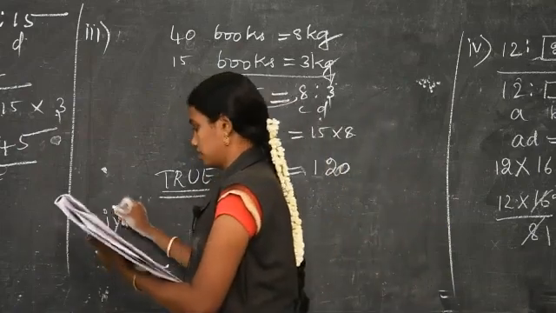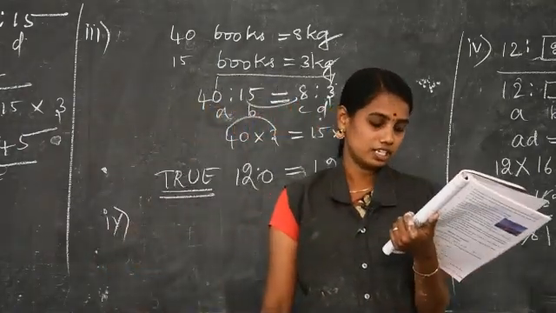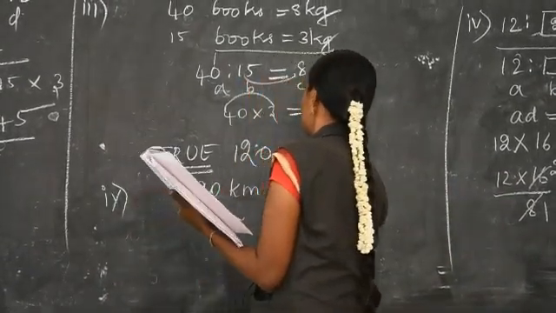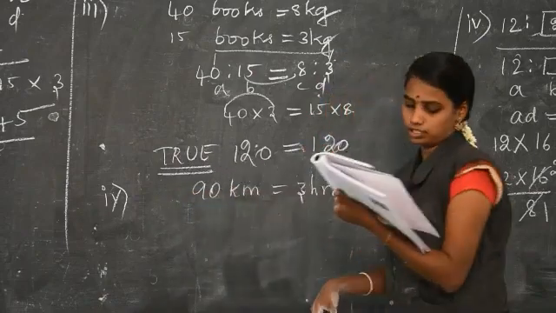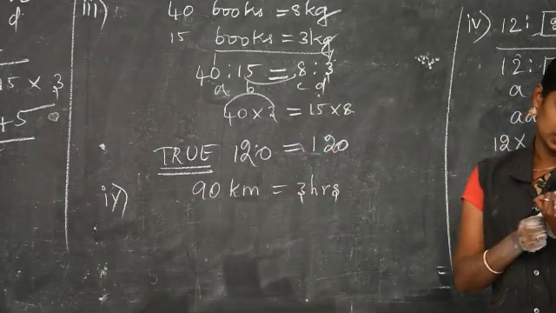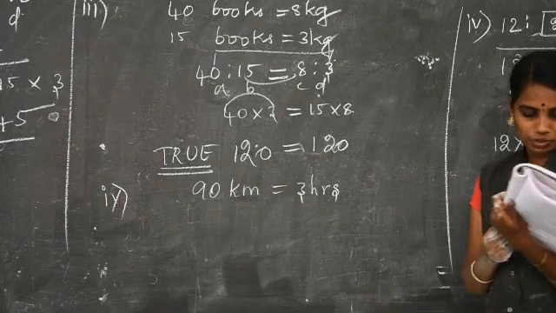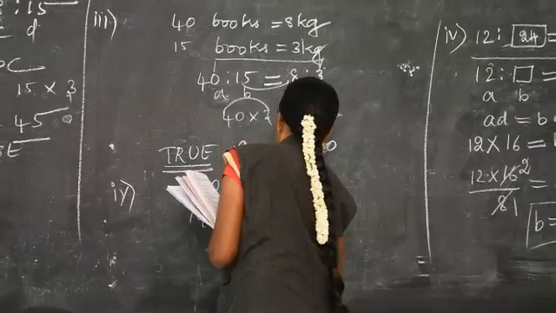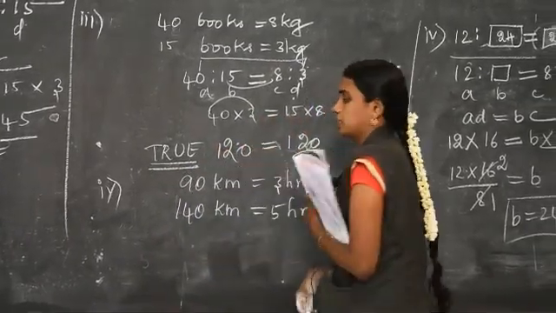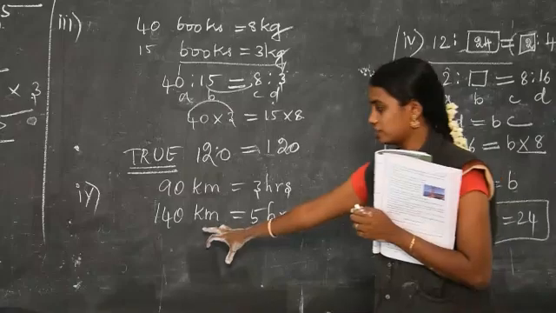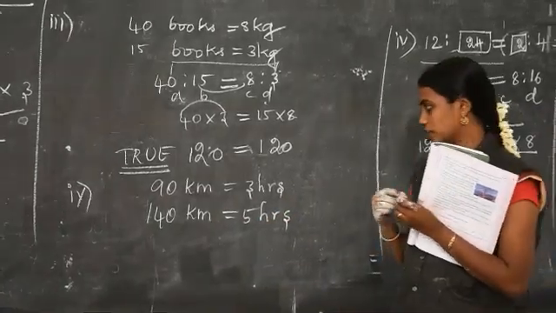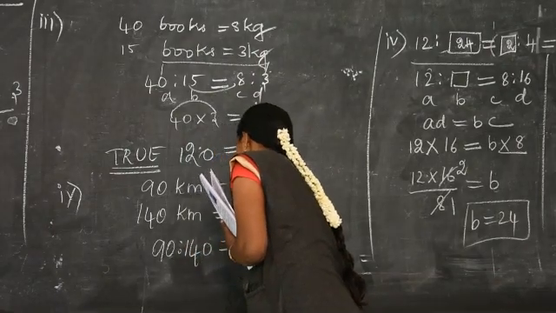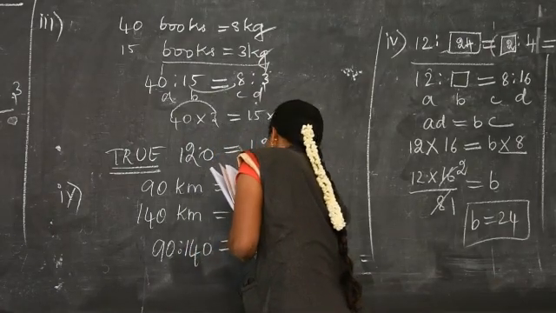Option 4, a car travels 90 km in 3 hours. Next, it will travel 140 km in 5 hours. Okay, now write the kilometers in ratio form and hours separately in ratio form. 90 is to 140, 3 is to 5.